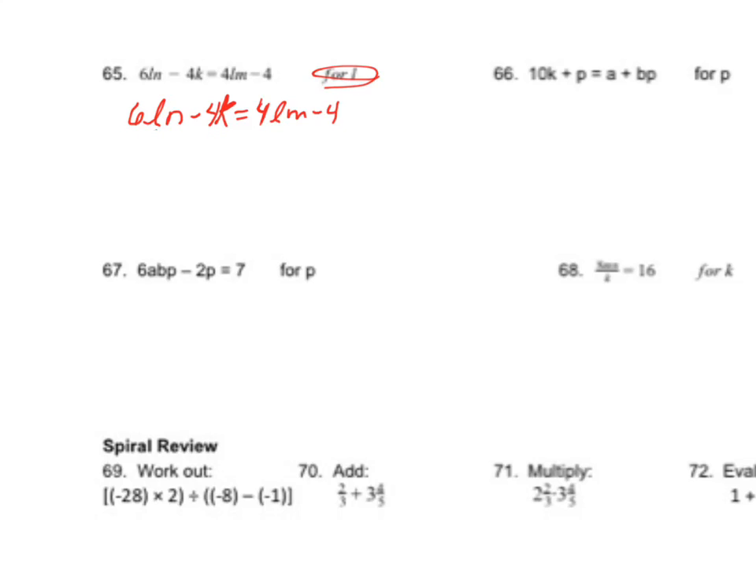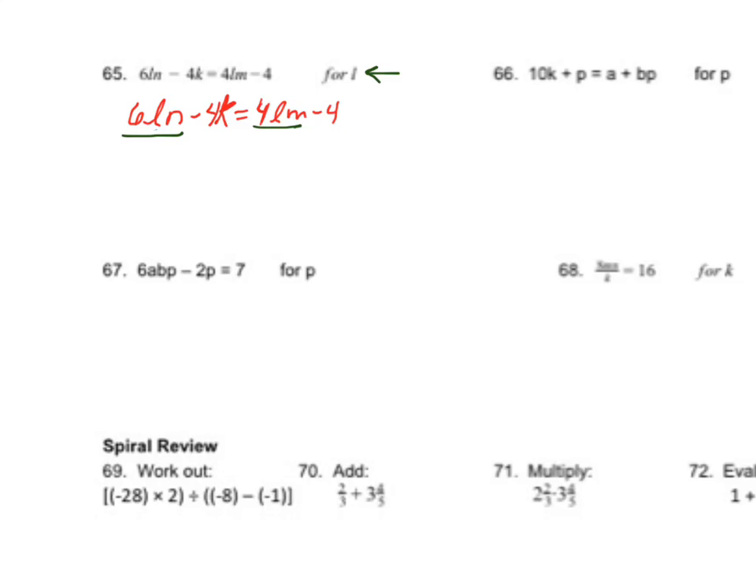Next step is you want to get all the variables onto one side and all your constants on the other side. That tends to be a problem for students because they go, well, hold it, there's a lot of variables. Well, you want to focus always on the variable you're solving for. So we want all the L terms on one side and everything else on the other. So let's look at our L terms, 6ln and 4lm. One's on the left, one's on the right. You can move either one to either side.